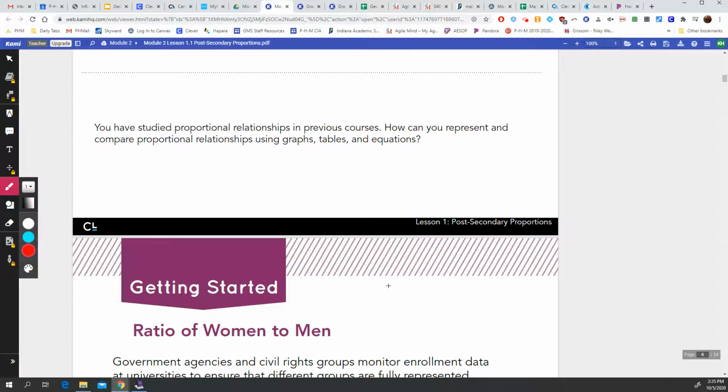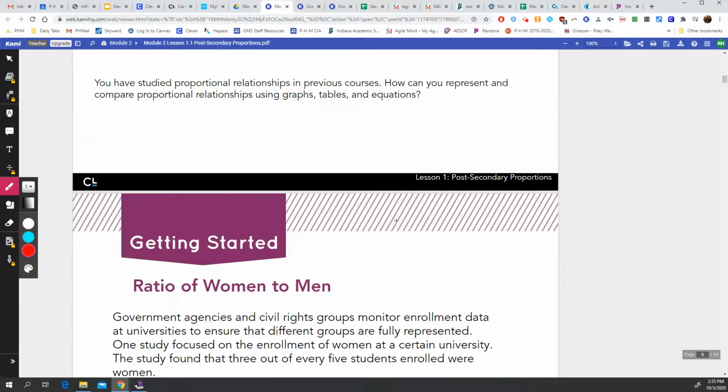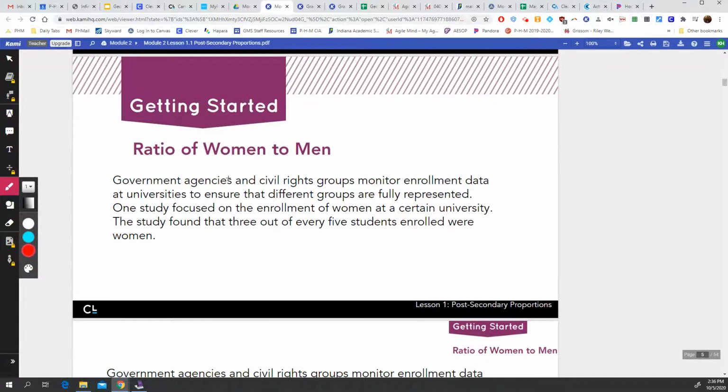So you've studied proportional relationships. We talked last year in 7th grade about this constant of proportionality. We also learned what a proportional relationship is. So we're going to look at an example, and we're going to use this example to carry it into activity 1.1. So this is the ratio of women to men.